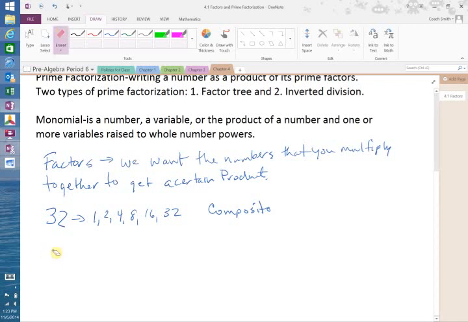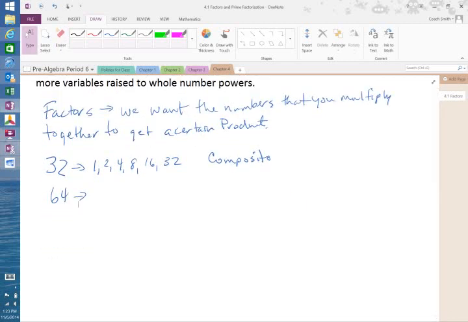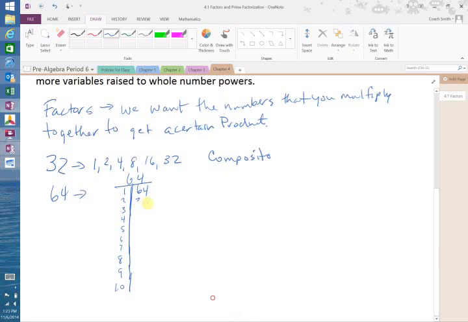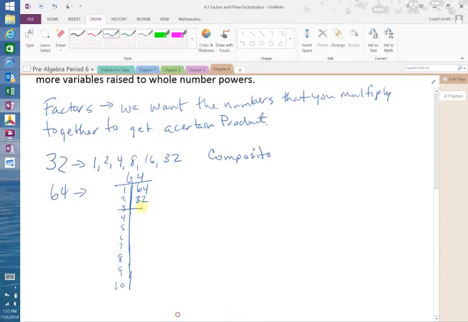Okay, if we list the factors of, let's see here, 64. One of the ways I've started doing it with some of the 6th and 7th graders is we draw us a little T, put 64 on top. Then on the left side we put 1, 2, 3, 4, 5, 6, 7, 8, 9, 10. Then we go, okay, 1 times 64, 2 times 32. Does 3 go into it? No, so we mark it out. Does 4 go into it? Yeah, 4 goes into it 16 times.